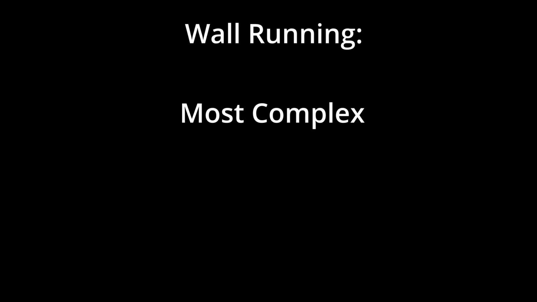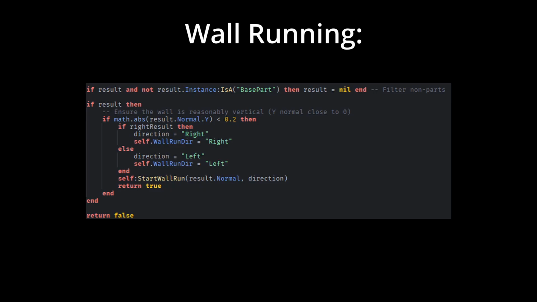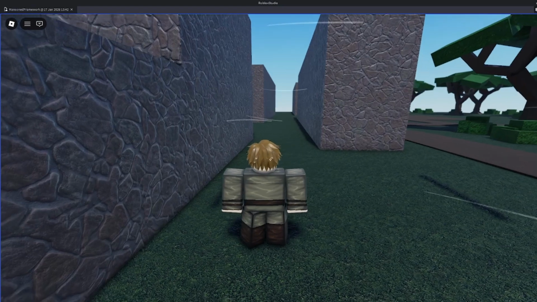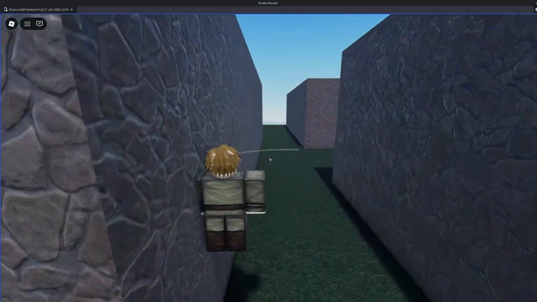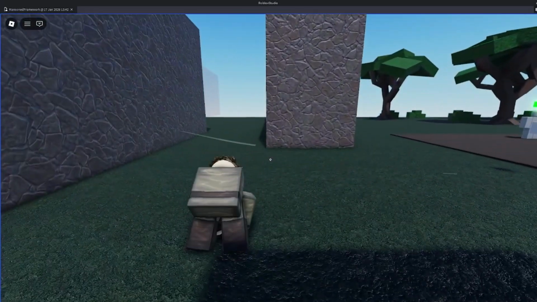Alright, so with all this out of the way, the final piece of the puzzle was wall running. This was easily the most complex part of the movement system. I had to write logic that checks which side the player was touching the wall, so the game would know whether to play the left run or the right run animation, as well as the left hop or the right hop animation. I spent about 2 hours just debugging the horizontal movement so the player wouldn't slide off the wall or go flying into the sky.